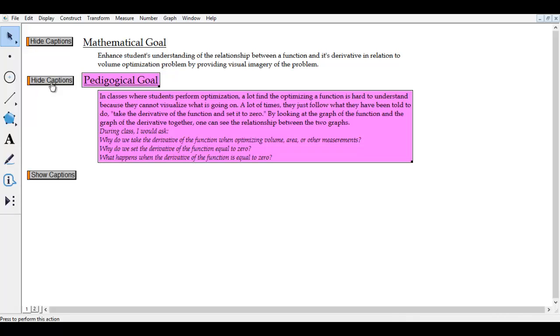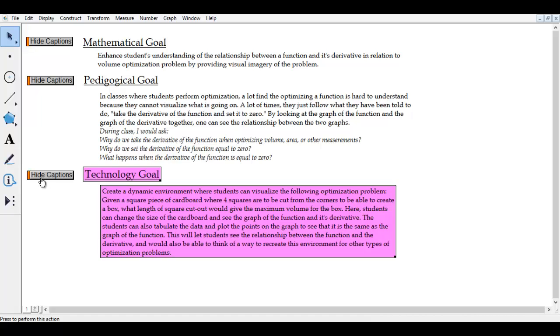During class, I would like to ask, why do we take the derivative of the function when optimizing volume, area, or other measurements? Why do we set the derivative of the function equal to 0? What happens when the derivative of the function is equal to 0?